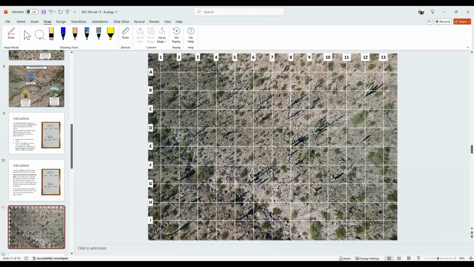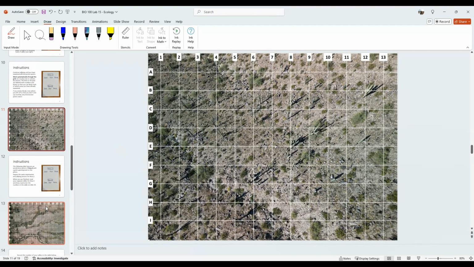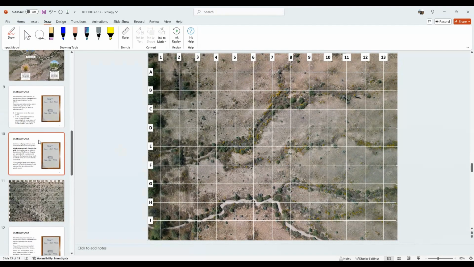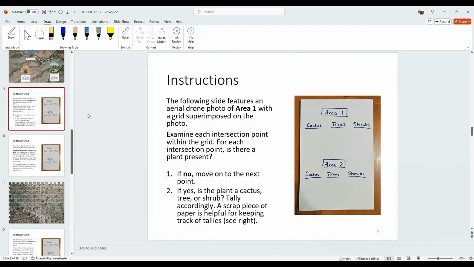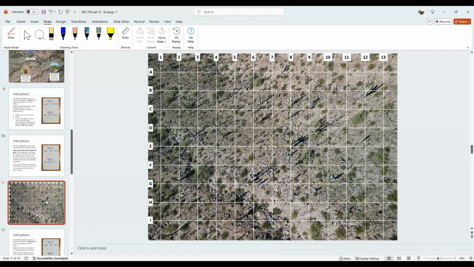It would be way too much work to count every single instance of a tree, shrub, or cactus in this picture here. And so instead, you can just go through and look at every grid intersection point and work your way systematically through this picture and this picture. As you're doing this, there are two ways that you can sort of tackle your tallies. You can have a piece of scratch paper on the side. So the way I've set up my scratch paper right here is area 1 is at the top. Area 1 is this picture right here.